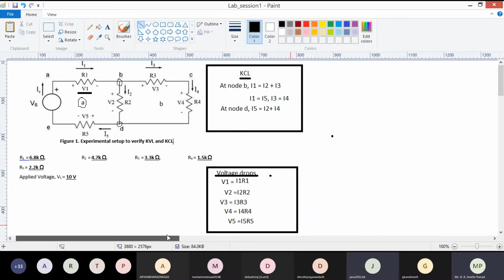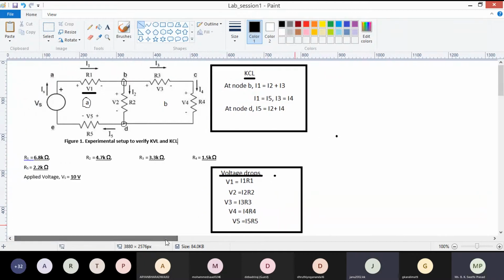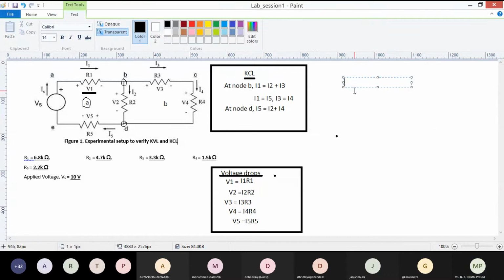Yes, ma'am. So now let us go in the loop A, B, D, E, A. We have to start from A and return to A. Now you know how to calculate the voltage drop, correct? Yes, ma'am.